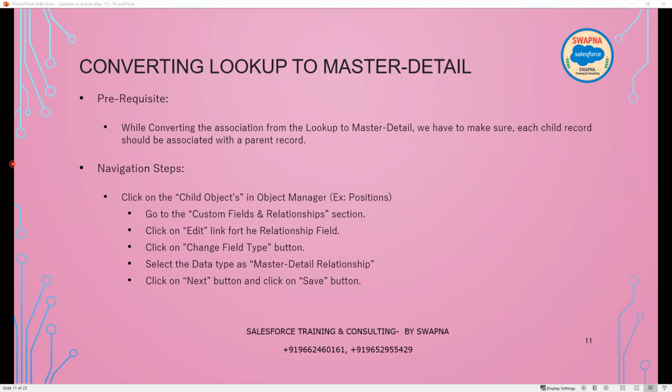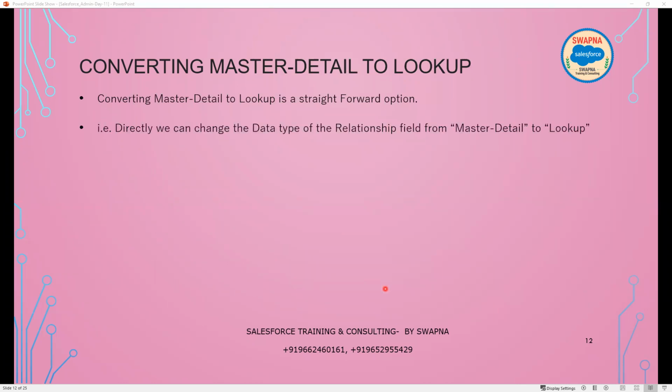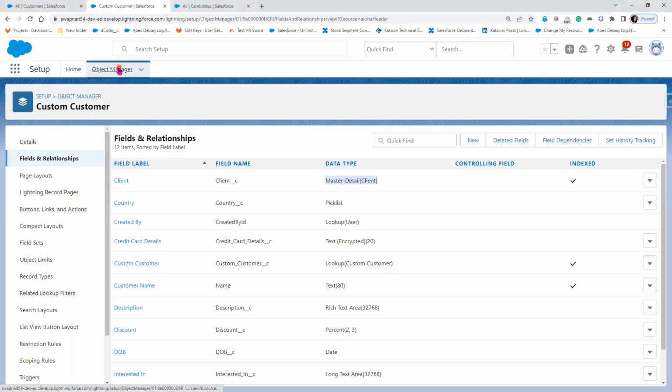Now, in case I wanted to change the other way, from the master-detail relationship to the lookup. If I wanted to convert from the master-detail relationship to the lookup relationship, it's straightforward. No prerequisites are required. That means I can directly change the data type from the master-detail relationship to the lookup. Let's go to the candidate object.